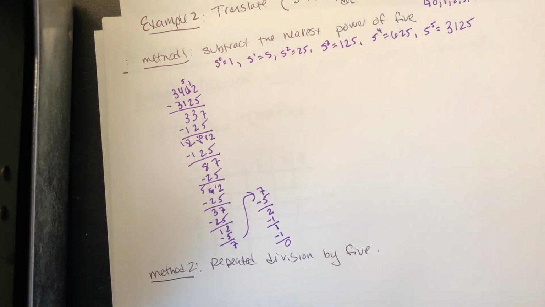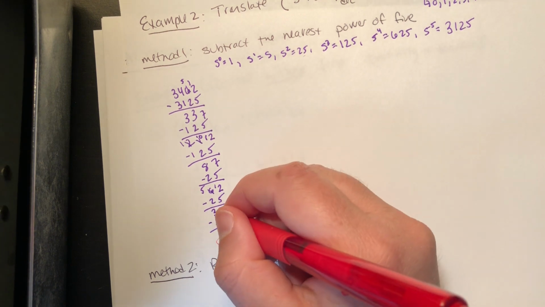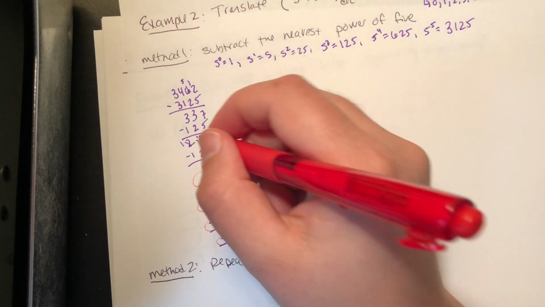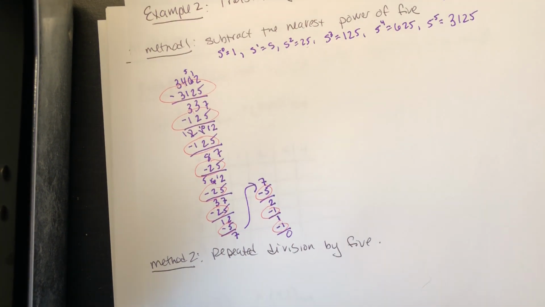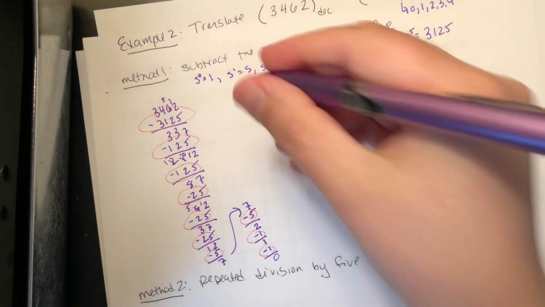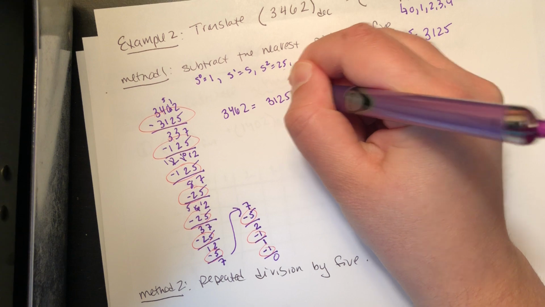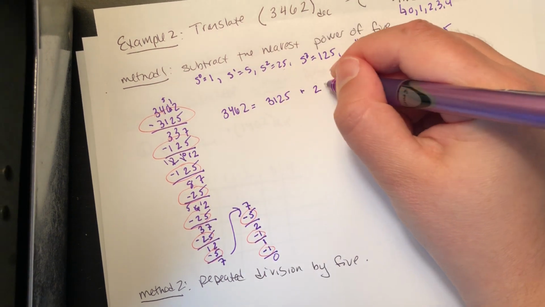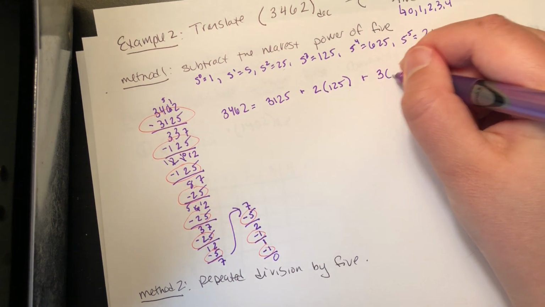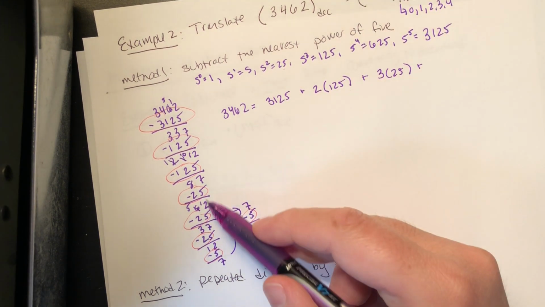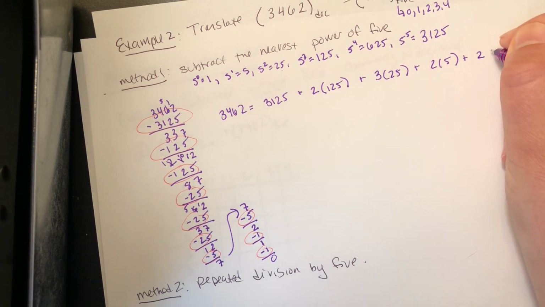All right, now what do we have here? We have 1, 1, we have 5, 5, we have 3 copies of 25, 2 copies of 125, and 1 copy of 3125. So I can express this original number 3462 as 3125 plus 2 copies of 125 plus 3 copies of 25 plus 2 copies of 5 plus 2 copies of 1.